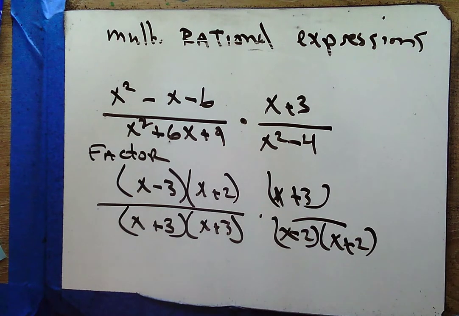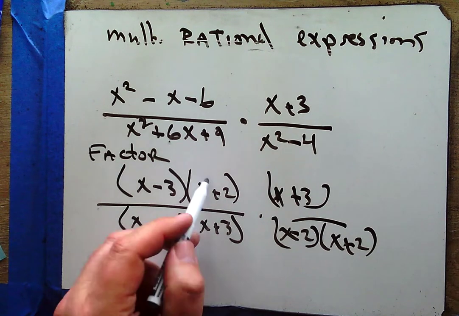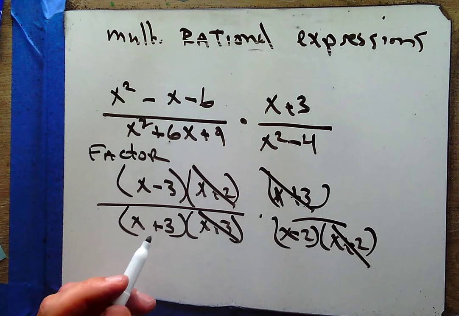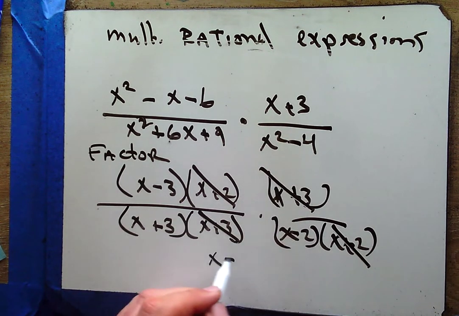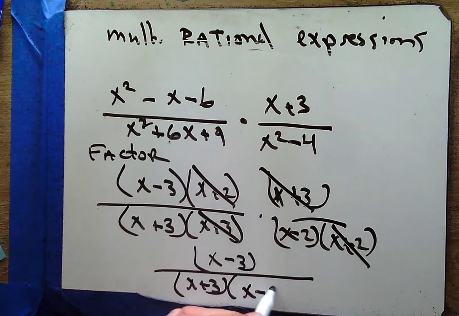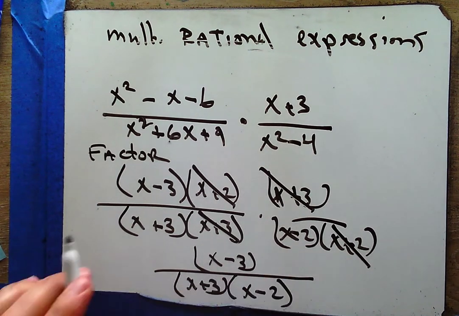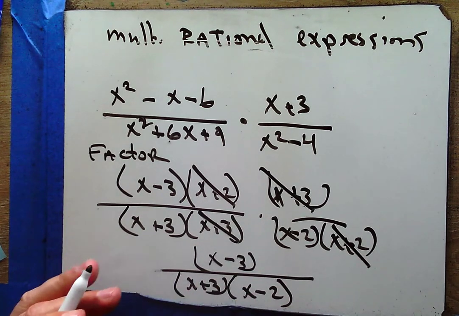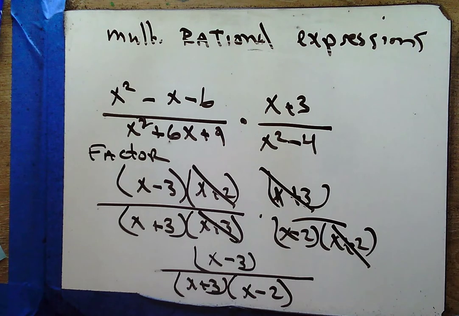So what can be cancelled? Well, I can take that and that, and I can take that with one of those. So I'm going to end up with x minus 3 on the top, and (x plus 3)(x minus 2) on the bottom. And no, I would not FOIL that out. The reason being that when you see it this way and when I see it this way, both you and I know there's no more canceling that can happen. So leave your answer in factored simplified form like this.